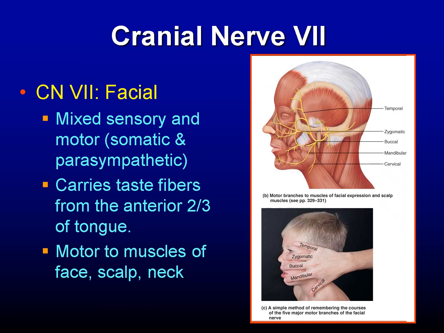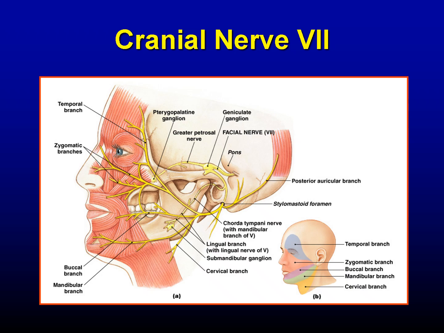The facial nerve is quite complex because it carries somatic sensory as well as taste fibers. It is motor to the muscles of facial expression, scalp and neck, and also carries parasympathetic fibers to glands. The top figure B shows the distribution of the 5 major motor and proprioceptive branches of the facial nerve. The bottom figure C demonstrates a simple way of remembering the distribution and course of the branches. The facial nerve courses from the pons, enters the temporal bone via the internal acoustic meatus, and runs within the temporal bone and through the inner ear cavity before emerging through the stylomastoid foramen.